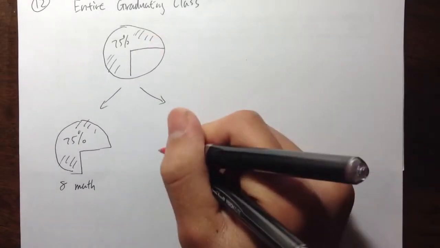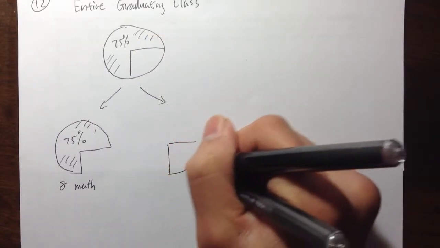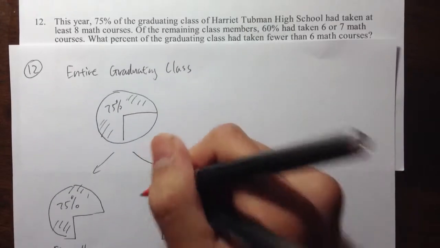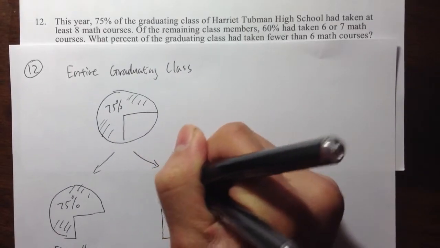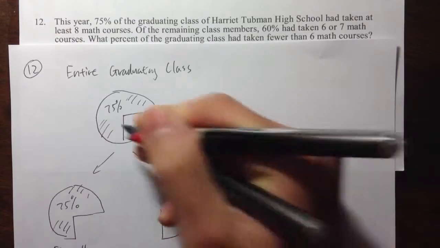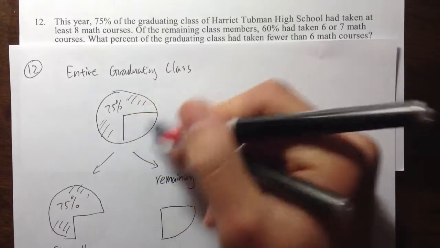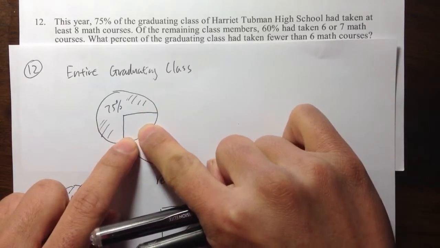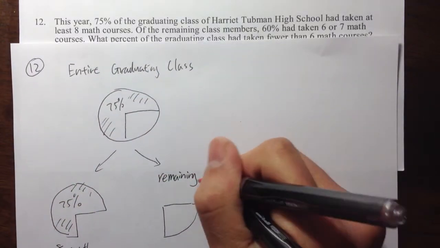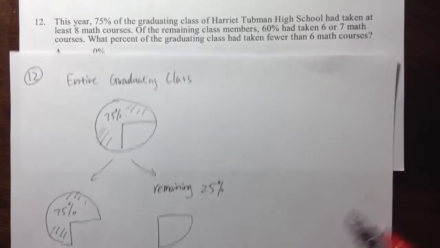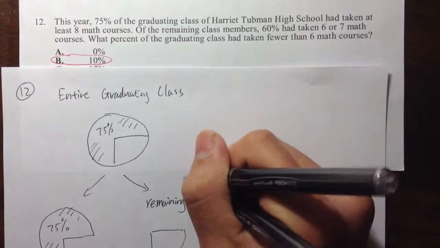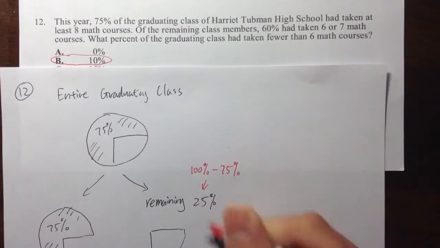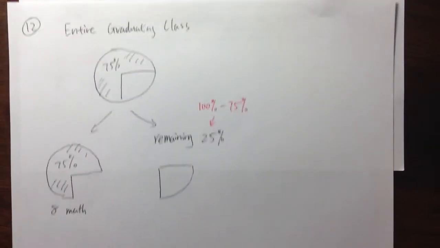And then right here, this will be the remaining portion. If this is 75%, the whole thing adds up to 100%. So you must have 25% right here, right? So the remaining is only 25%. So let me make a note. This is 100% minus 75%, which is 25%.